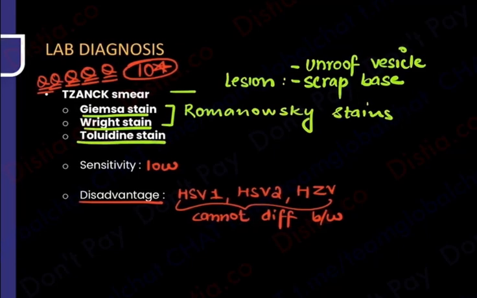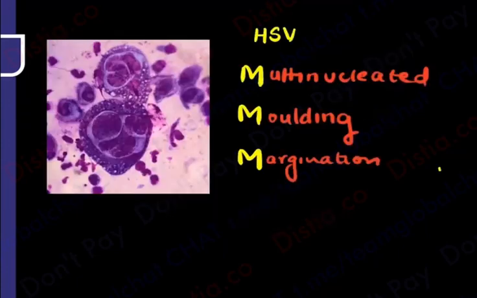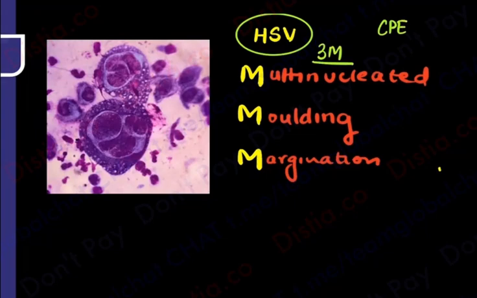And what are you going to see? That is the question. I'm not going to tell you that. We already know, I've told you in the previous chapter. What do you see in herpes simplex or herpes zoster virus? What is the cytopathic effect? I told you, you see the 3 M's. What are the 3 M's? We'll quickly repeat. Same slide from the previous chapter.